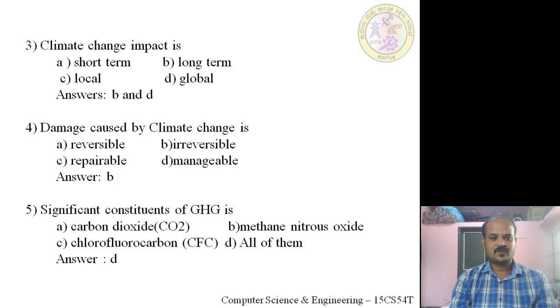Okay, next fifth question, that is significant constituents of GHG. So they are asking what all things are present in GHG. So look at the options: carbon dioxide, methane, nitrous oxide, chlorofluorocarbon, and the fourth one is all of them. And the correct answer is all of them, because all these things are constituents of GHG.